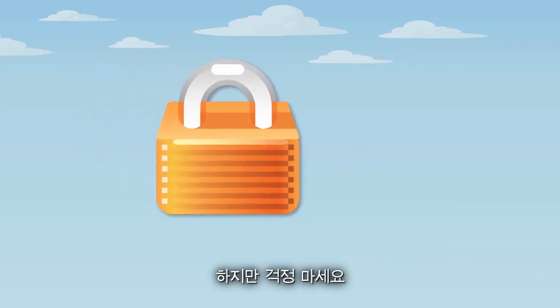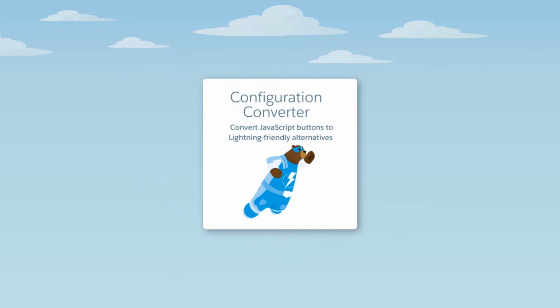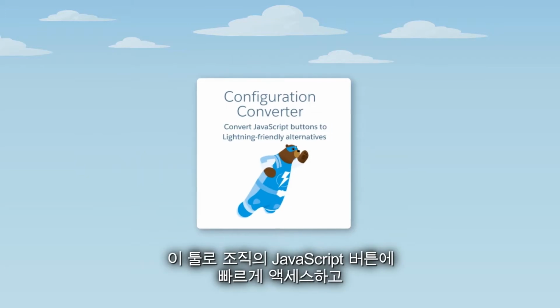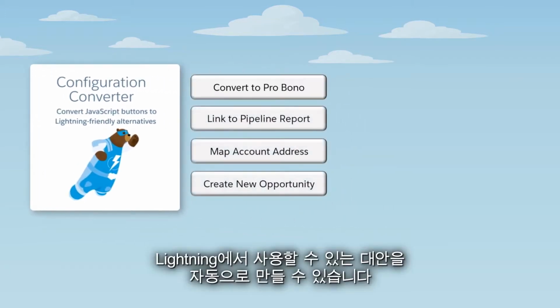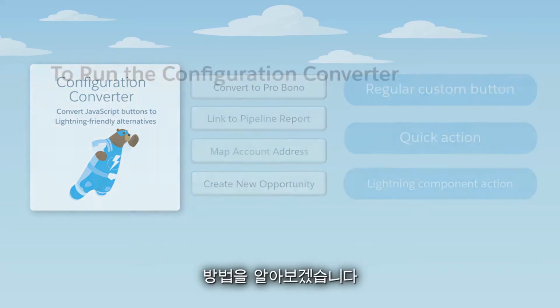But not to worry. We're here to help with the Lightning Experience Configuration Converter. Use this tool to quickly assess your org's JavaScript buttons and automatically create Lightning-friendly alternatives. Let's see how it works.